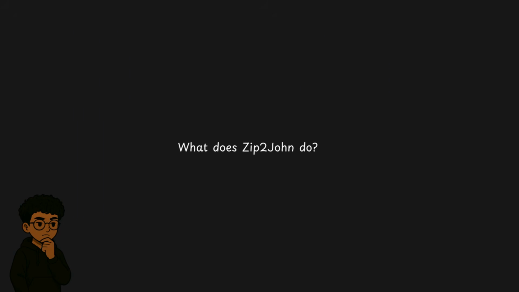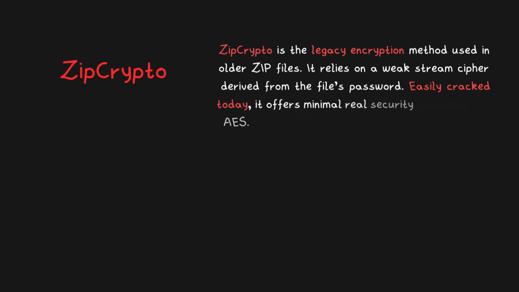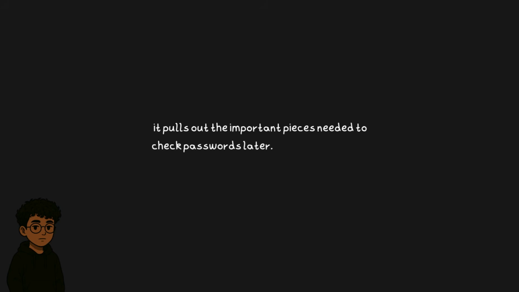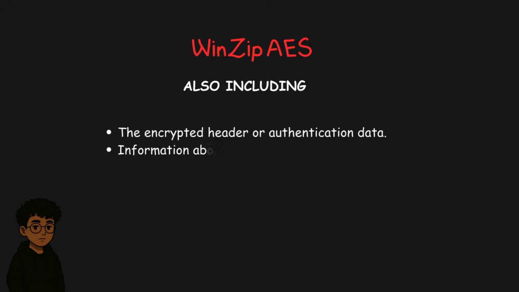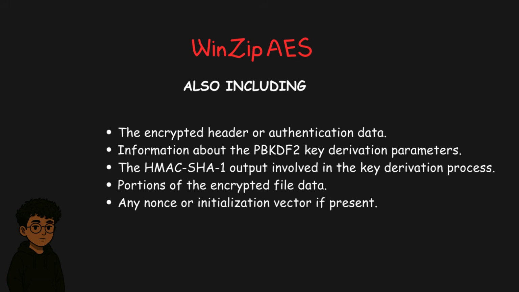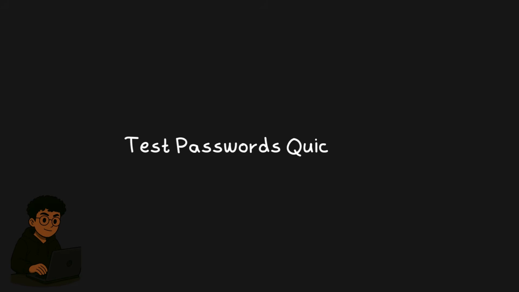So, what does Zip2John actually do? Well, it scans a zip folder and looks for encrypted files inside, like what we saw earlier. It figures out what kind of encryption is used, either the older zip crypto or newer WinZip AES. Then it pulls out all the important pieces needed to check passwords later. For zip crypto, it grabs an encryption header. For WinZip AES, it extracts things like salt and password verifier. All this info is packed into one line per encrypted file in a special format that John the Ripper understands. This lets John test passwords quickly without dealing with the whole zip file every time. Remember that hash file that we generated earlier? That's essentially what we're talking about.